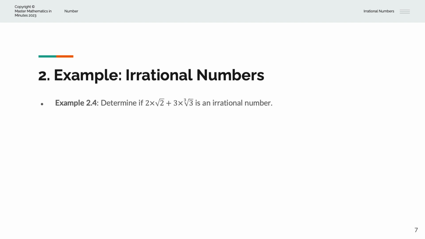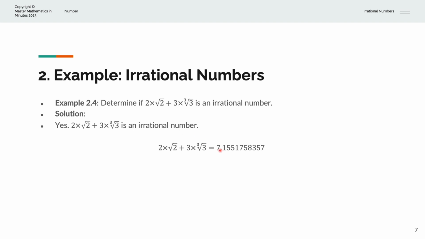In the fourth example, we're asked to determine if 2 multiplied by the square root of 2 plus 3 multiplied by the cube root of 3 is an irrational number. So yes, this is an irrational number. It is equal to 7.1551758357, and these are non-terminating decimals.